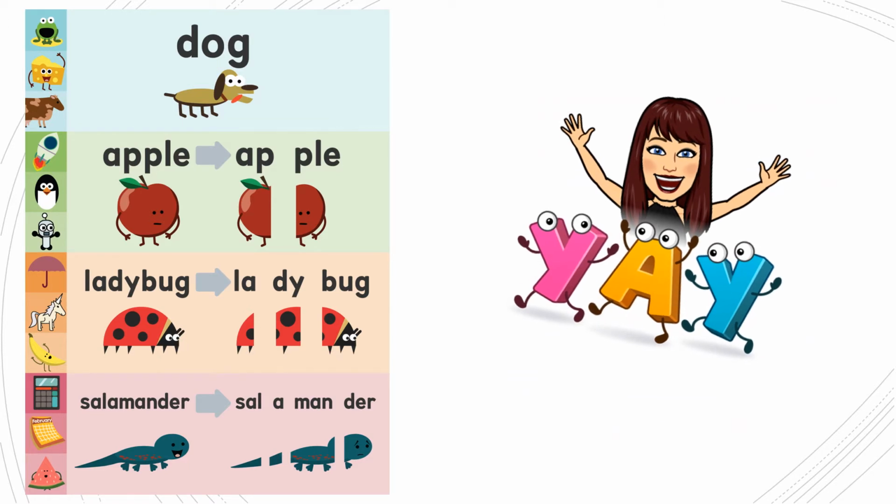Here are some more examples of syllables. Dog. Apple becomes ap, ple. So we split it at the double consonant. Ladybug becomes la, dy, bug. And salamander becomes sal, a, man, der.